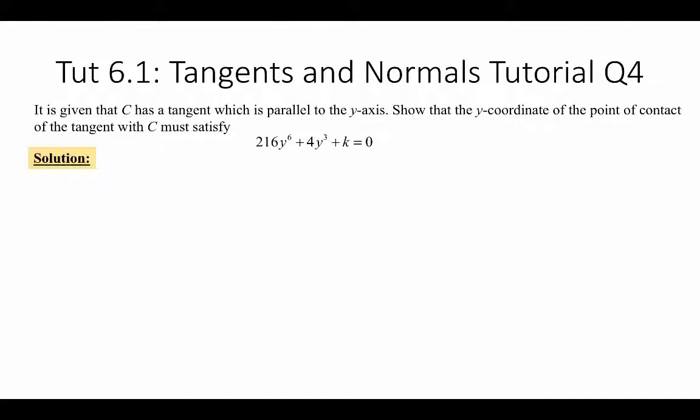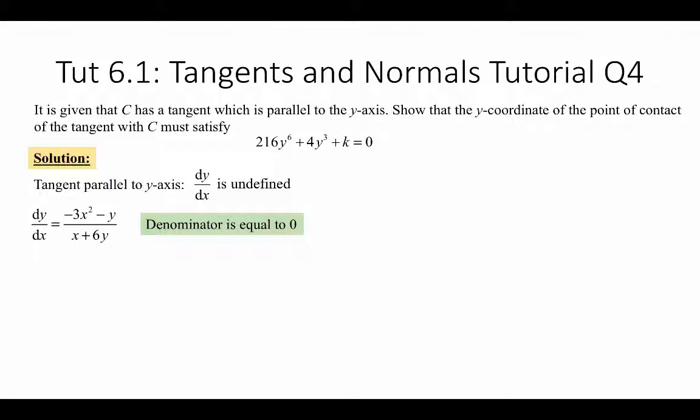In the next part, we are told that C has a tangent which is parallel to the y-axis. We need to show that the y-coordinates of the points of contact of these tangents with C must satisfy the equation as given. So we are looking at tangents that are parallel to the y-axis. That simply means that dy/dx at those points is undefined. Looking at our dy/dx from the previous part, this simply means that the denominator of dy/dx must be equal to 0.